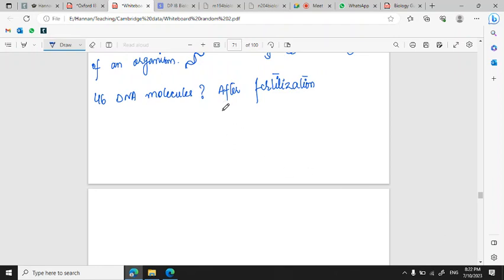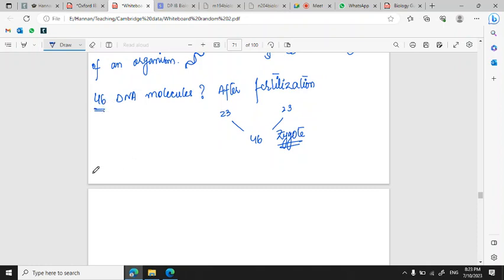What does it mean? That 23 DNA molecules were contributed from our father and 23 DNA molecules were contributed from our mother, and when fertilization, which means the fusion of gametes or the fusion of nuclei, occurred, then we got 46 molecules, and the first cell of our life was the zygote. So it means that we don't actually have 46 DNA molecules.